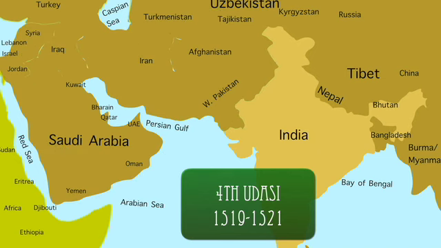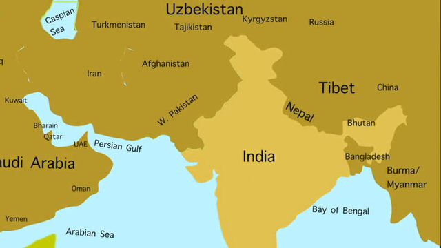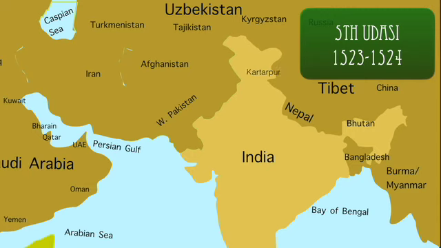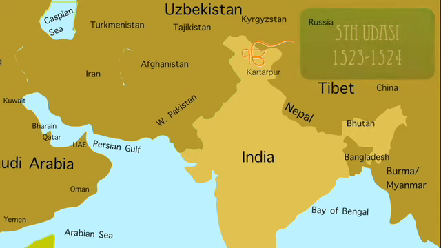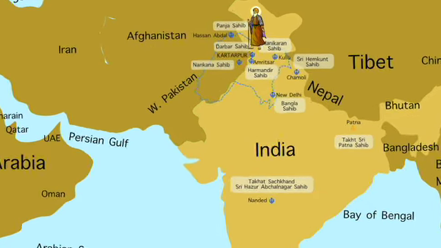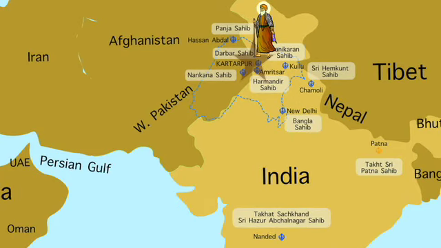After returning from his last journey, where he traveled west towards Iraq, Saudi Arabia, he established the town of Kartarpur Sahib, which is now in Pakistan. He started farming, and around him a community of Sikhs began to form.